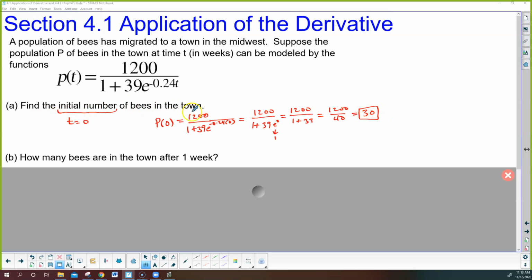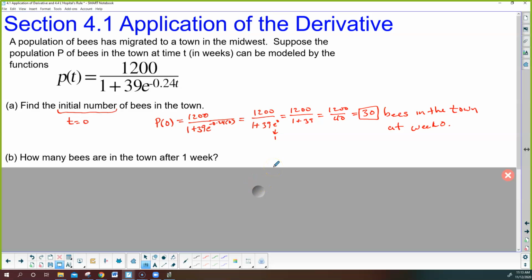It's usually not good enough just to leave an answer as is. Even though they don't ask us, we should always talk about what is the context, right? Because that's the application. So it's 30 what? There are 30 bees in the town at week 0. Okay? So we always kind of want to give that information out.